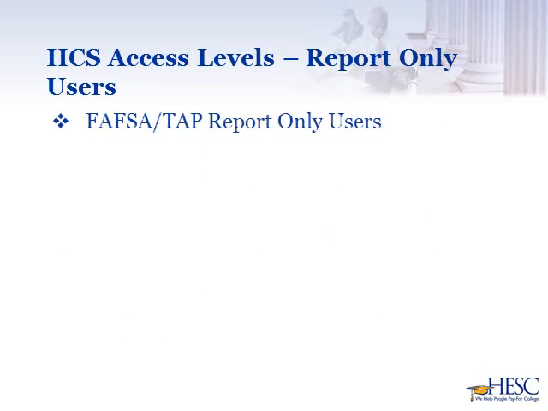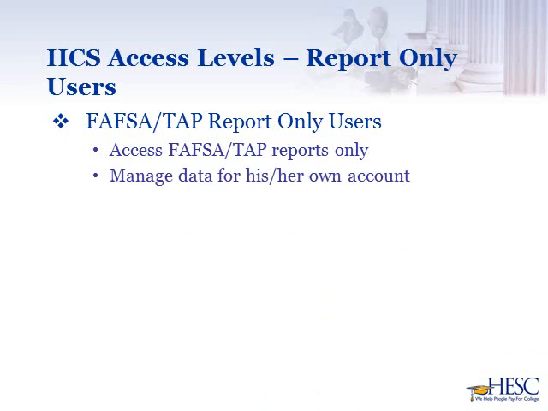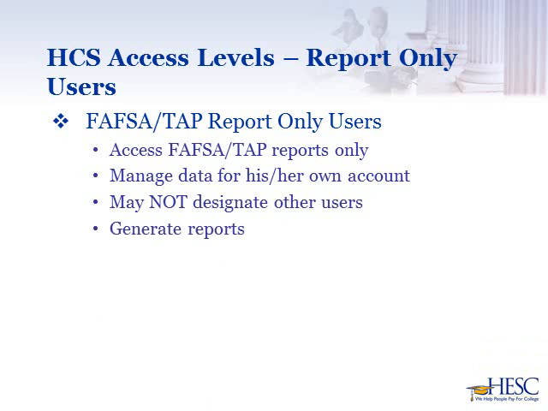The third level of HCS users will be school or district users who will only have access to FAFSA and TAP reports for a single high school, multiple high schools, or all high schools within your district. Report-only users can manage their own accounts, i.e. establish their user IDs and set and reset passwords, and will have the ability to generate the FAFSA and/or TAP application status reports.